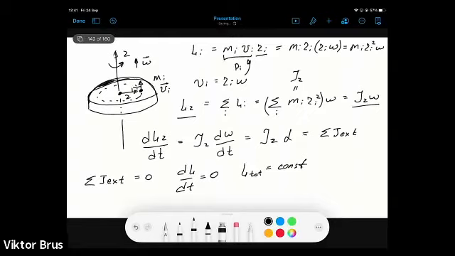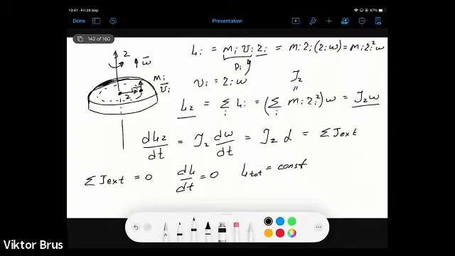Means that, similar to the linear momentum vector, angular momentum also stays constant in an isolated system. It means that we have some conservation of angular momentum. And this conservation of angular momentum can be very useful for different applications in solving problems.